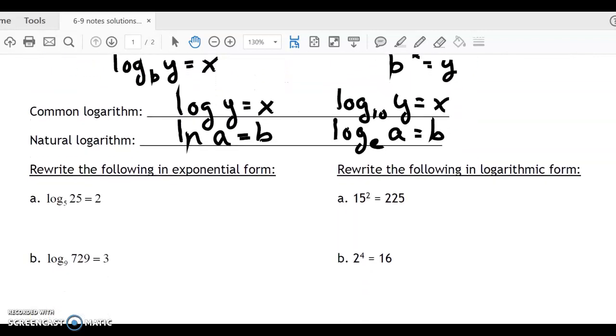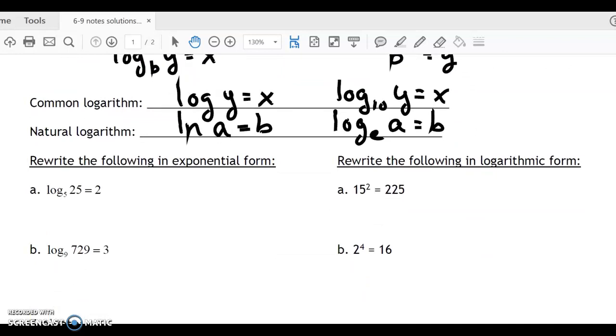Let's try some problems. The key to understanding how to do this is to rewrite back and forth from exponential form to logarithmic form to exponential form. So see if you can take the notes above, pause the video, and see if you can do a and b for both sections here. Okay, log base 5 of 25 equals 2. If I was rewriting this to make it make sense in exponential form, we would say 5 to the second equals 25. Part B, we'd write 9 to the third equals 729. So those two equations are equivalent, whether it's in exponential form or logarithmic form.